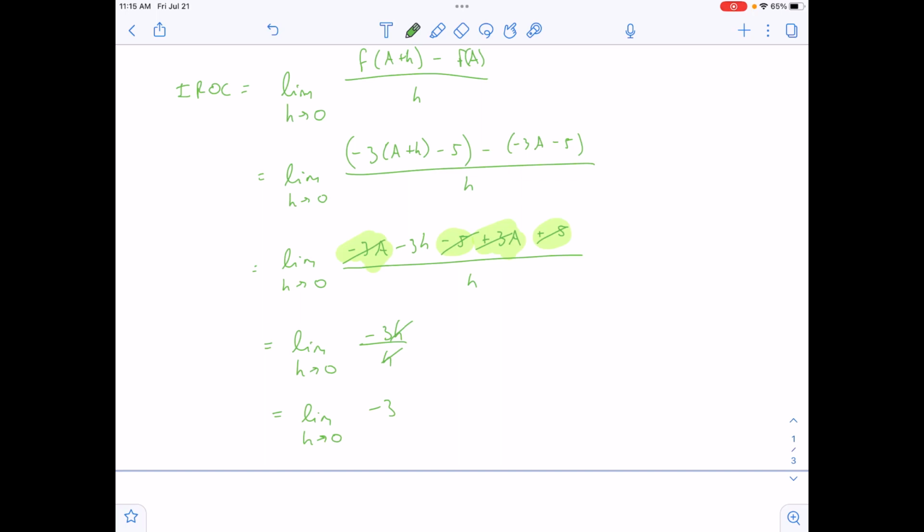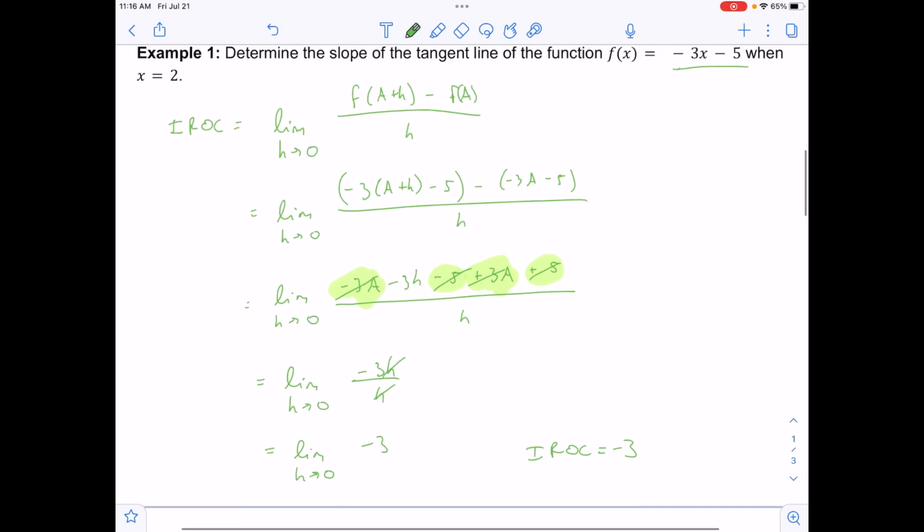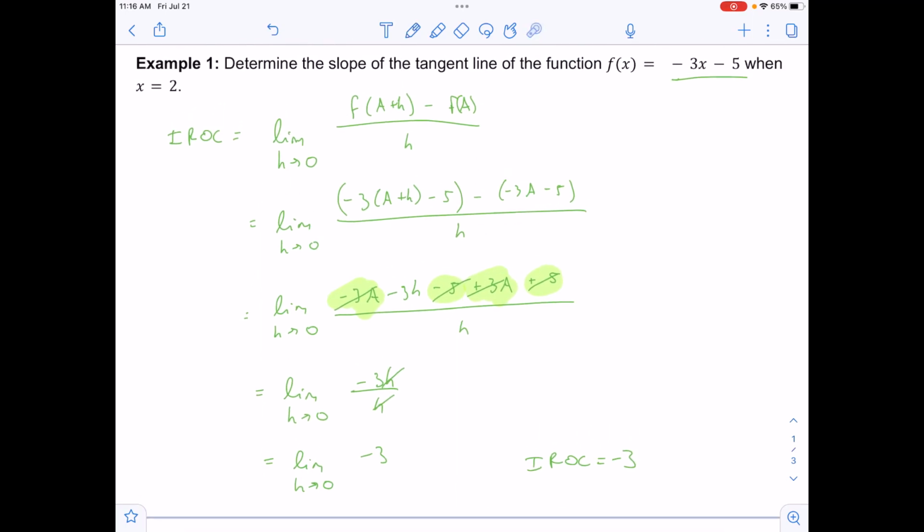My IROC is negative 3. I've gotten rid of the h. H no longer needs to approach 0 because there is no h in my equation. My instantaneous rate of change is negative 3. Okay, and that makes sense. We're looking at a linear function here. It already looks like a straight line. So of course the instantaneous rate of change is going to match that straight line.